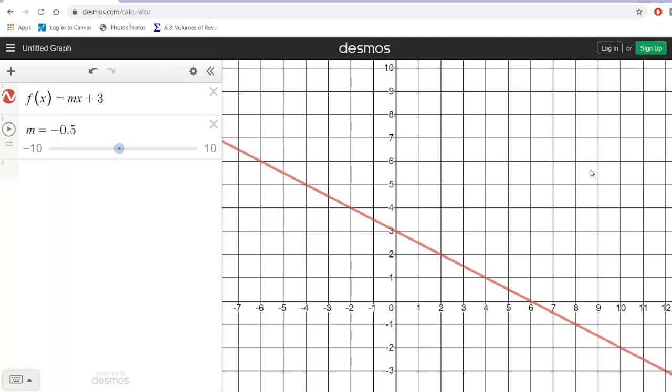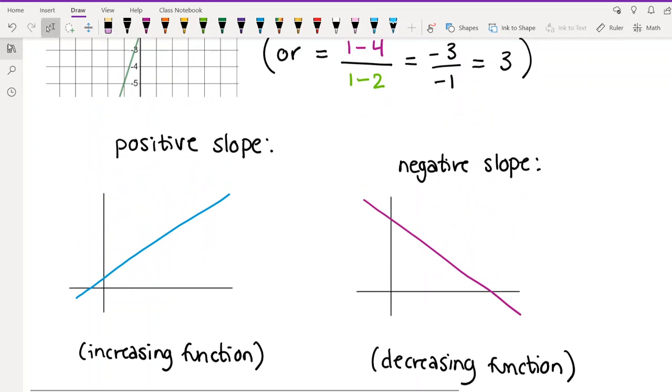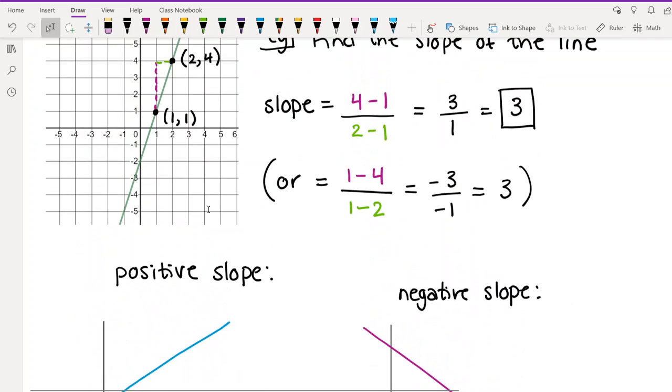So I think it's just a really good idea to be able to check that your answers make sense, just to have some vague idea of what lines with different slopes are going to look like.